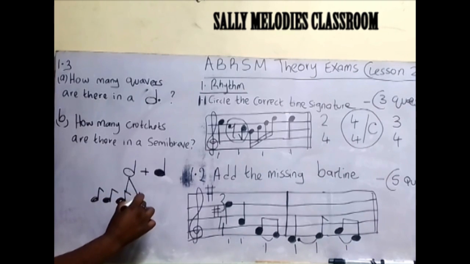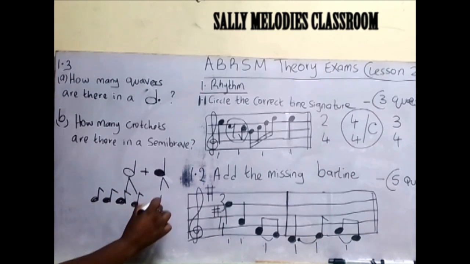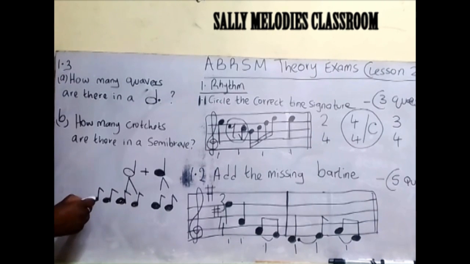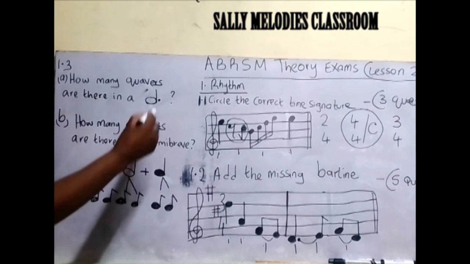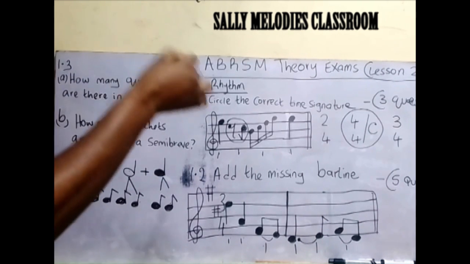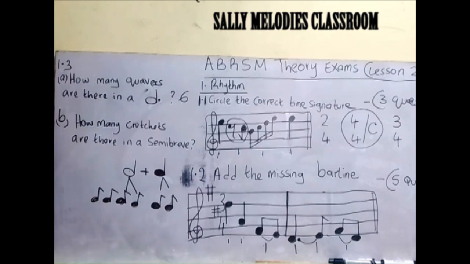You are going to get 4 quavers there, and then here you are going to get 2 more quavers like that. So after you do that, then you count 1, 2, 3, 4, 5, 6. So the answer is 6. The answer is 6. You just select the answer that will be provided there.